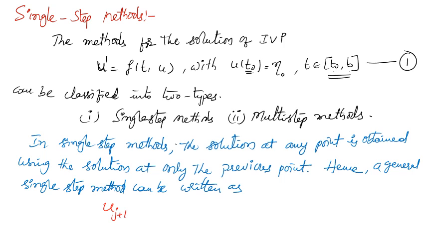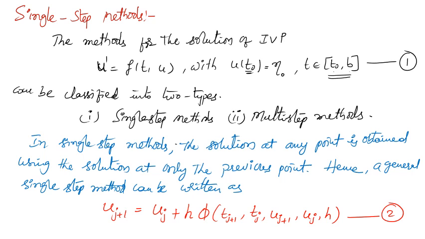u j plus 1 equal to u j plus h into some function phi of t j plus 1, t j, u j plus 1, u j, h. This is equation 2. The j plus 1th solution is here and also here, right? But the j plus 1th solution can be taken in terms of the jth solution.